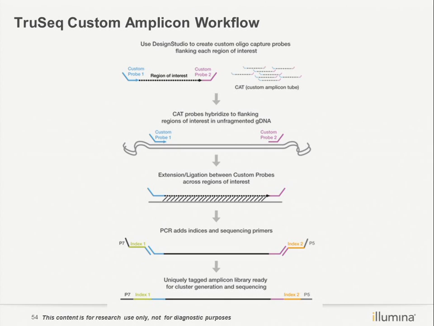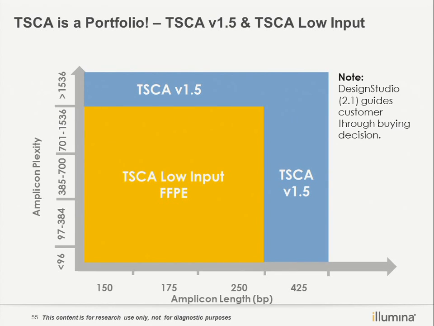So it's a product called the TruSeq Custom Amplicon. So it's a customized choice. This TruSeq Custom Amplicon, we actually have 2 options. One is what we call version 1.5. The other one is called low input.